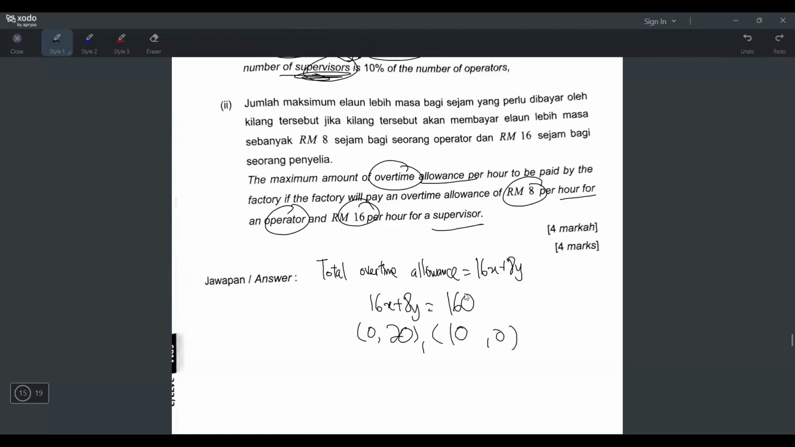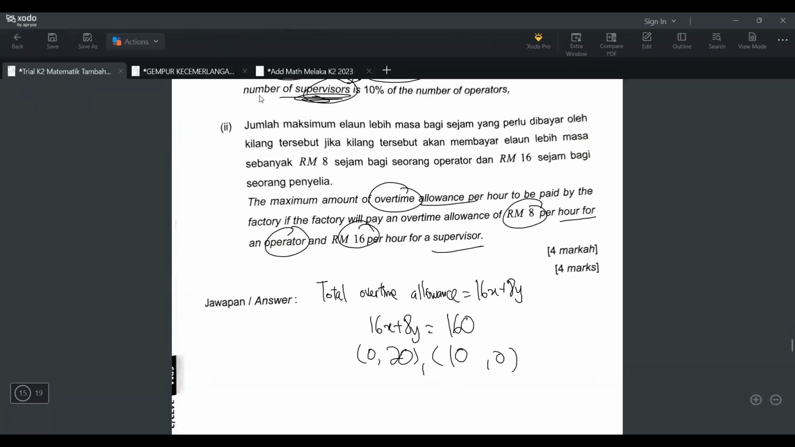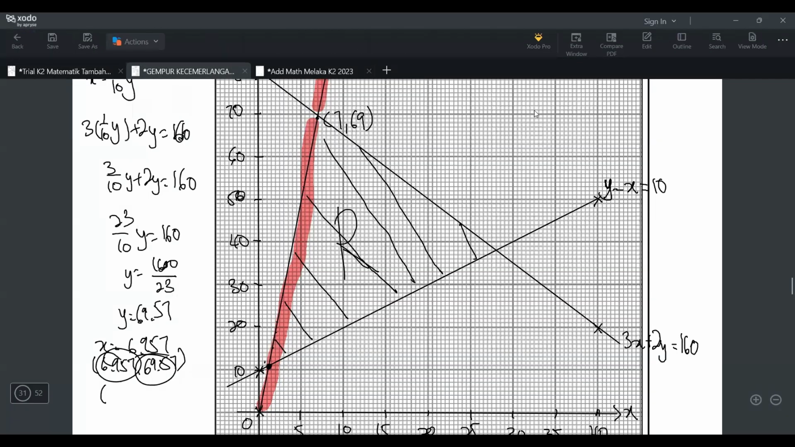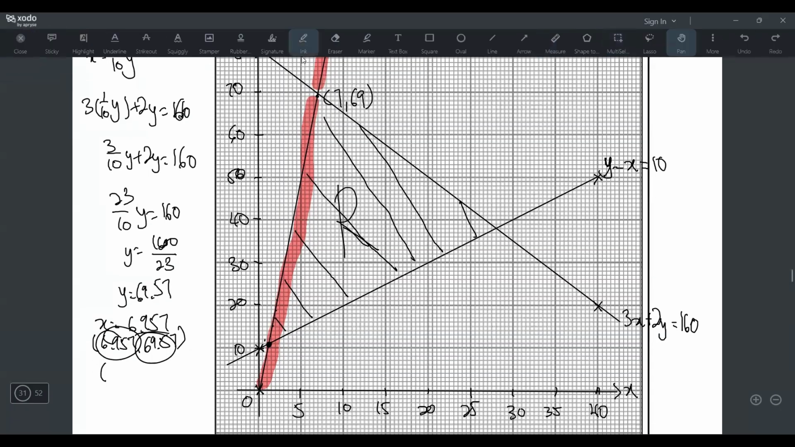You can put any number you want here. Just make sure you get a point that is easy to plot. Okay, 0, 20, 10, 0. So yeah, you can draw this easily. 0, 20 is here, 10, 0 is here.